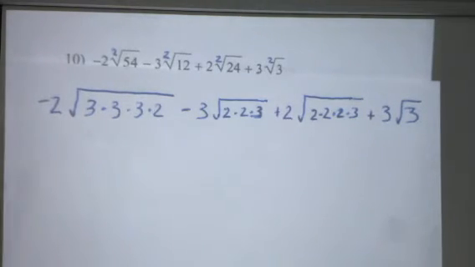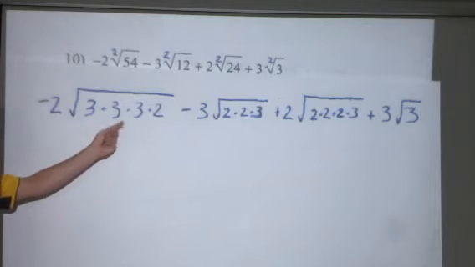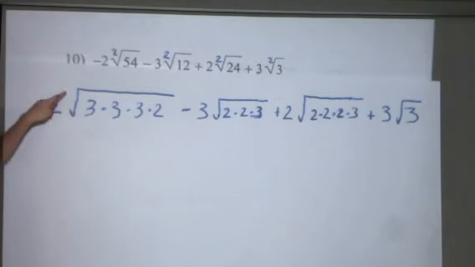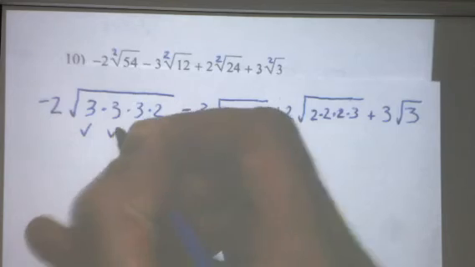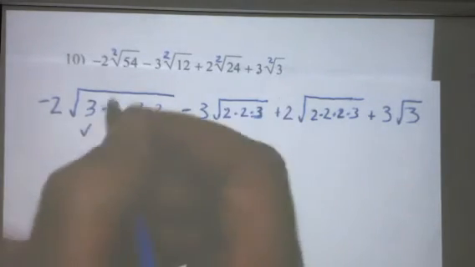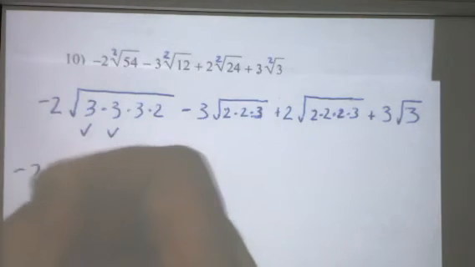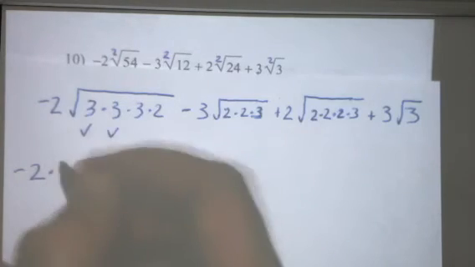So now what we will do is look for the duplicates that we can pull out and multiply by these coefficients. So here I see duplicates of 3. So I can rewrite this term as negative 2 times 3.